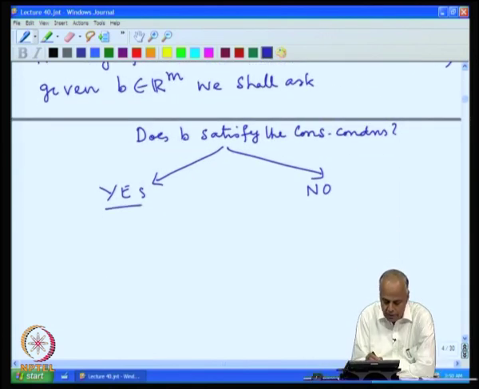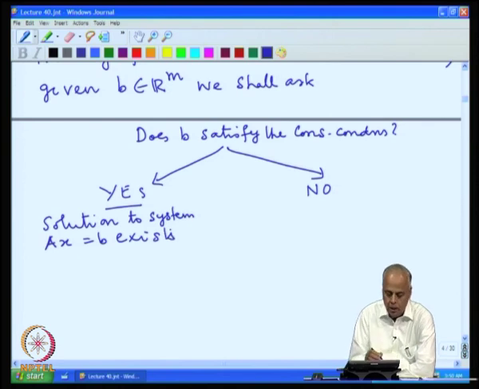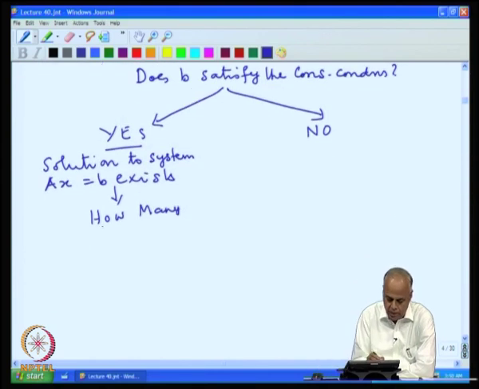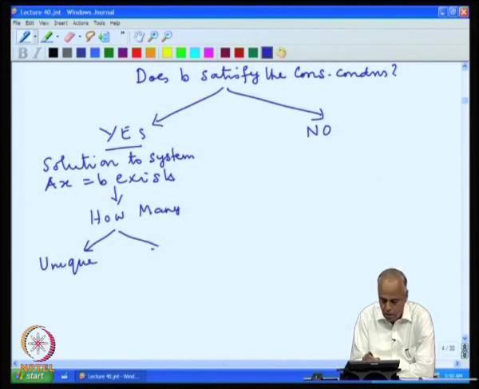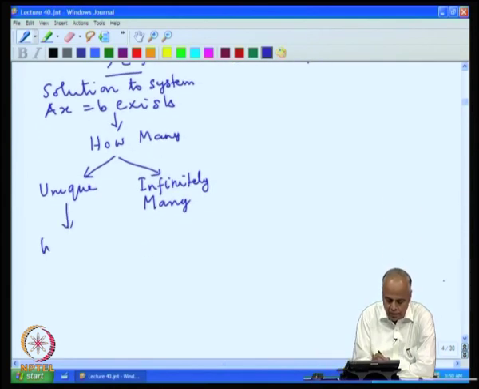Now, in this case, a solution to the system A x equal to B exists. Then we ask the question, how many? We now know that we have found the answer: either unique or infinitely many. Then we ask the question, when is it unique?